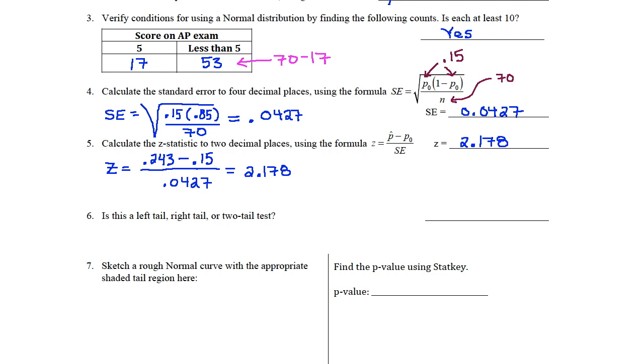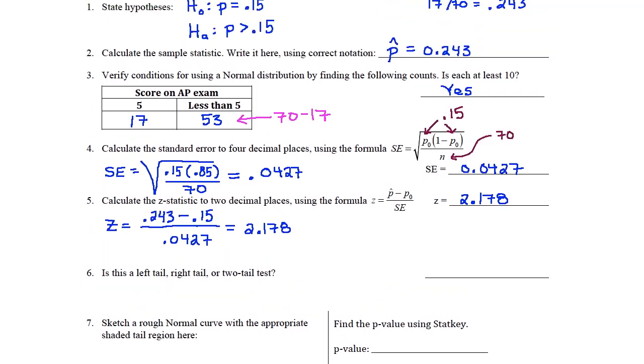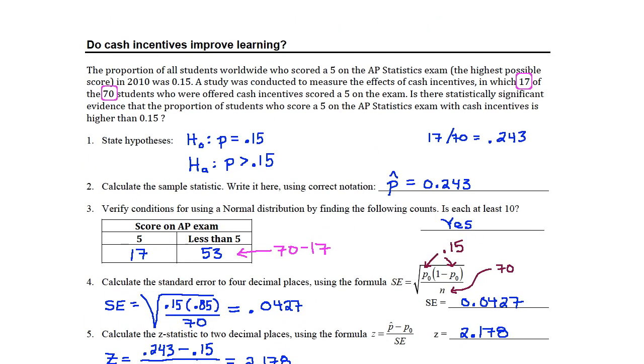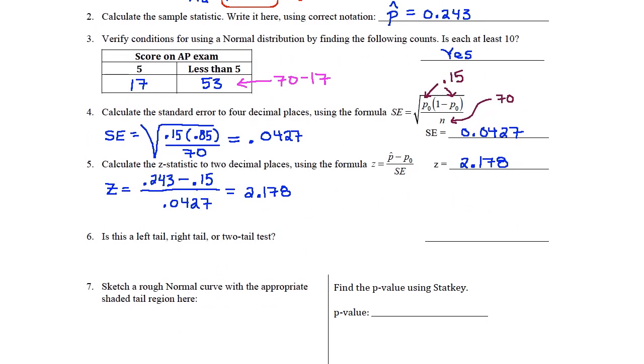And I want to think about whether this is a left tail, right tail, or two-tail test before going any further. Looking back up at my hypotheses, in particular the alternative hypothesis, this is a strictly greater than, it's not a less than, it's not a not equal to, and that is how we know that this is a right tail test. So we're interested in a right tail test.